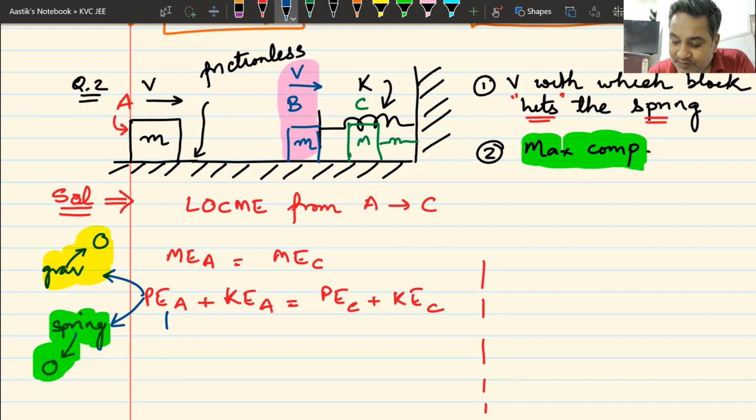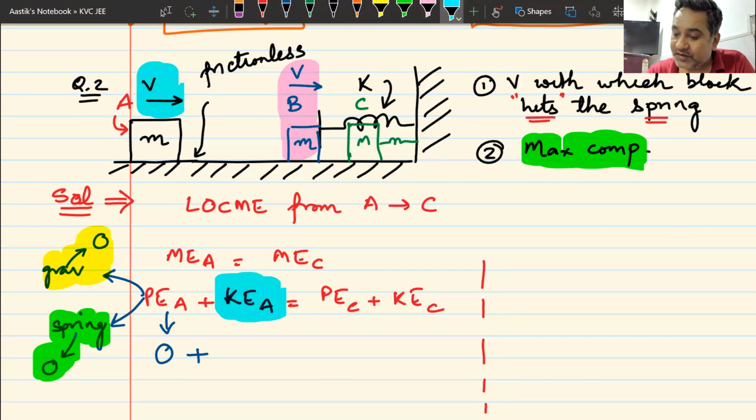Potential energy at point A, gravitational plus spring, is zero. Now look at the kinetic energy at point A, which I'm going to do in blue. Kinetic energy at point A is very simple. Velocity is v, so kinetic energy simply becomes half mv squared.